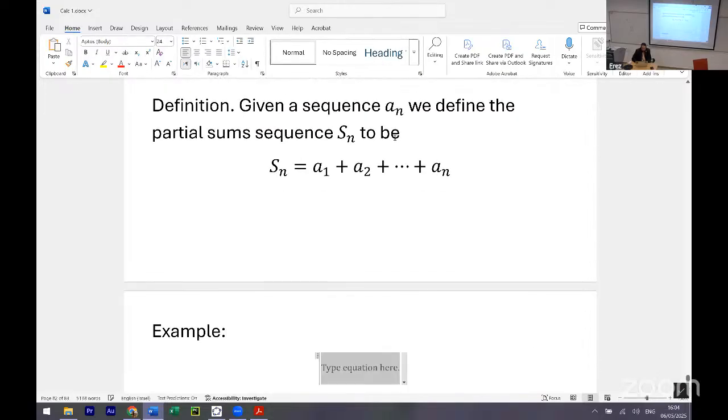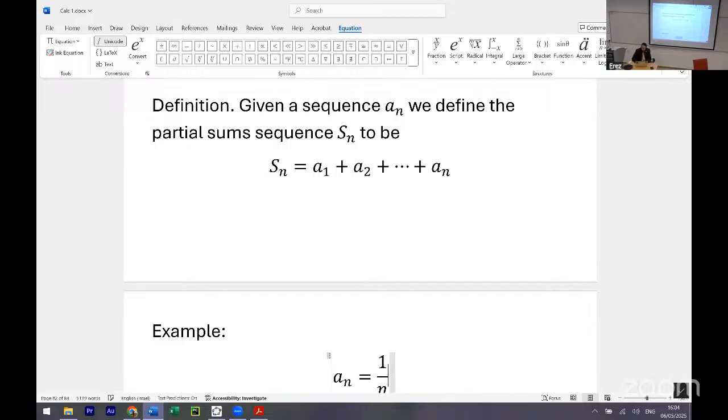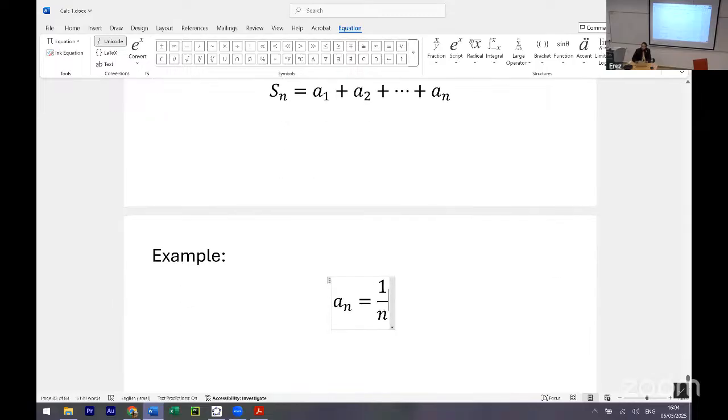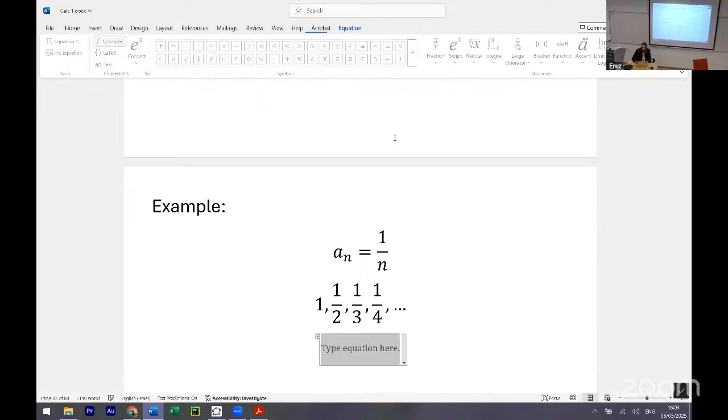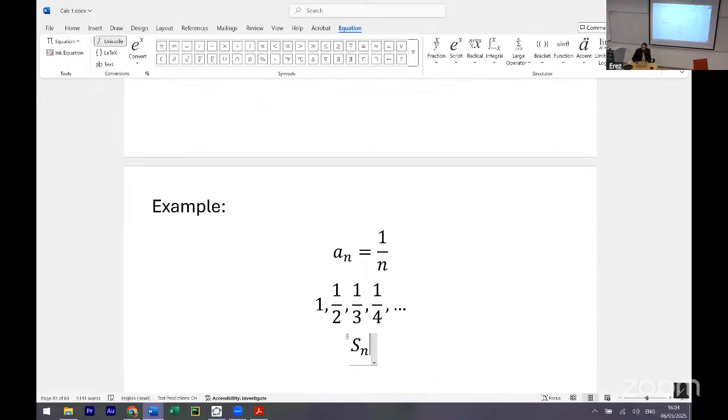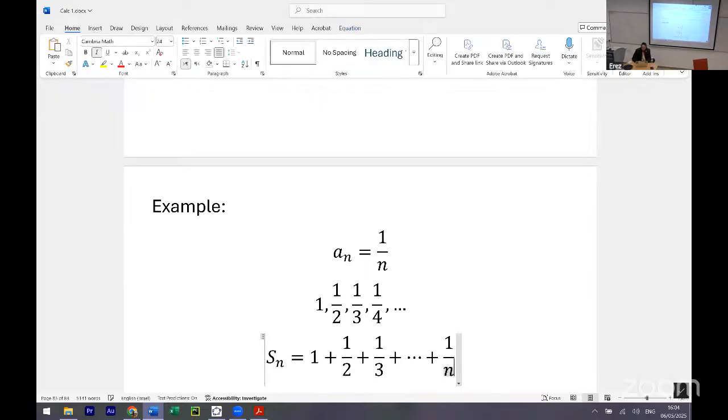Example, say this original sequence is 1 over n. So the original sequence contains the element 1, then half, then third, then quarter, and so forth. What would be the partial sum sequence? It would be 1 plus half plus third until 1 over n.